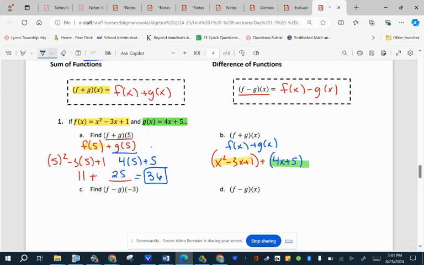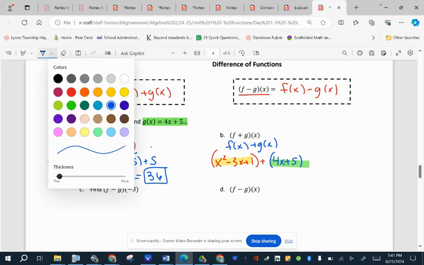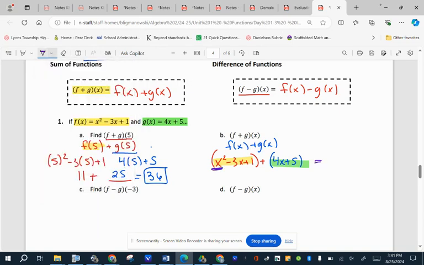And now when we're adding these, remember we're going to add like terms. So x squared doesn't add with anything, so we'll just bring it over. Then we have negative 3 plus 4 gives me 1x, or just x. And then 1 plus 5 gives me 6.